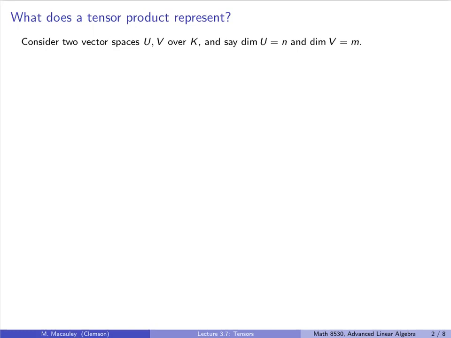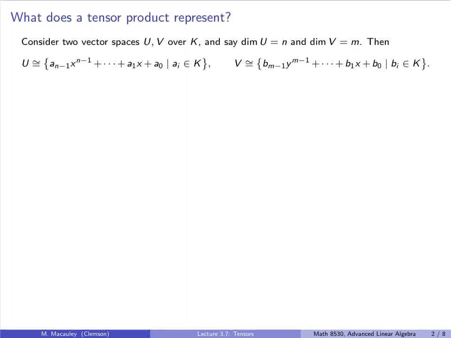So throughout this lecture, we will consider two vector spaces, U and V, over a field K. Let's say that U is n-dimensional and V is m-dimensional. It will be frequently helpful to think about these as vector spaces of polynomials. So let's say that U is isomorphic to the space of polynomials of degree less than n in X, and V is isomorphic to the space of polynomials in the variable Y of degree less than m. So I will use a_i's for my coefficients in U and b_i's for my coefficients in V.